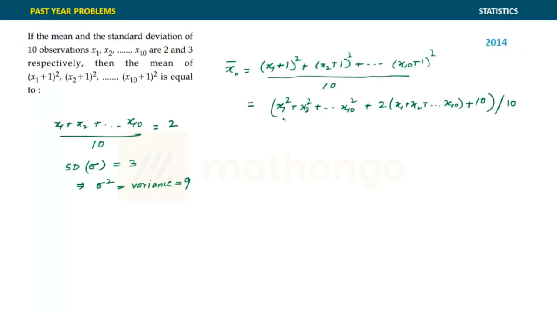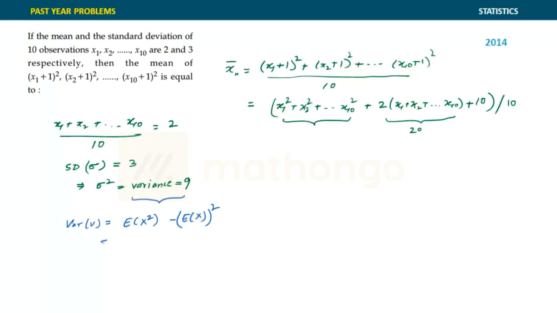You need to figure out the value of this particular quantity, because x1 plus x2 and so on, that is 20, is already given to you. We know this value. The target is to figure out this, and for this we are given the value of the variance. So how is variance used? We know that variance V is nothing but Ex square minus Ex whole square.